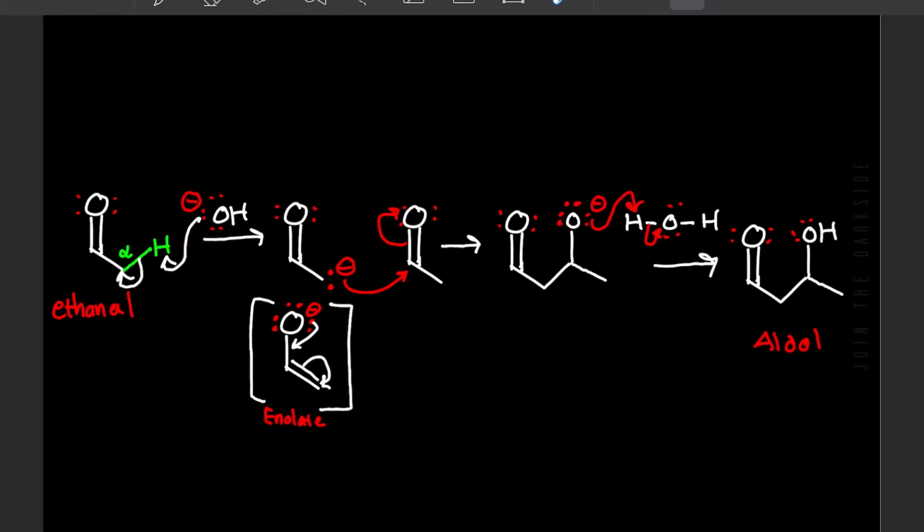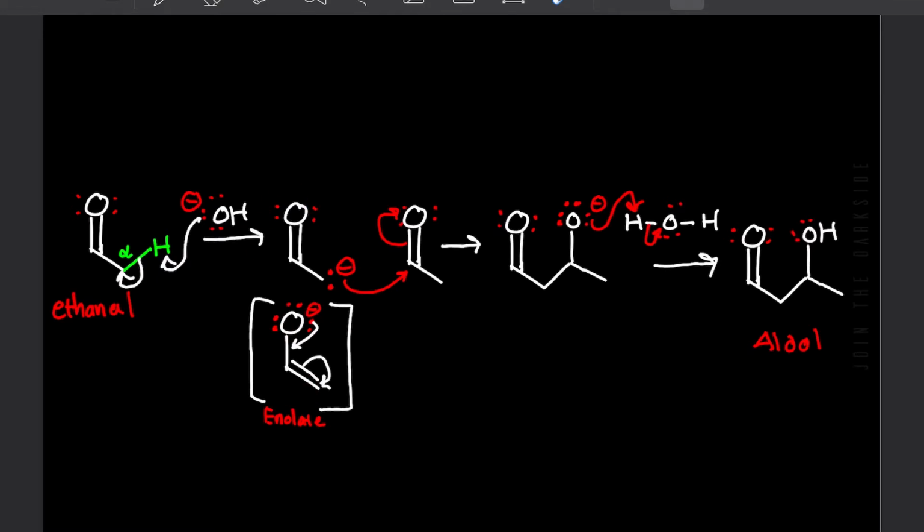So the base I'm going to be using today is hydroxide. So the hydroxide is going to attack the hydrogen and it's going to form a water molecule. And then the electrons from the carbon-hydrogen bond are going to go to the carbon, making it a carbanion. This carbanion has a resonance structure called an enolate, which is where the negative charge moves to oxygen and then the bond forms on the carbon. So today I'll just be using this example over here.